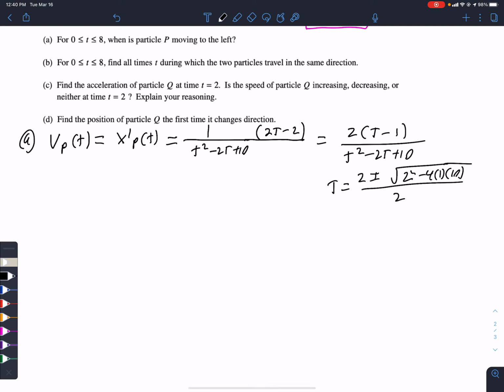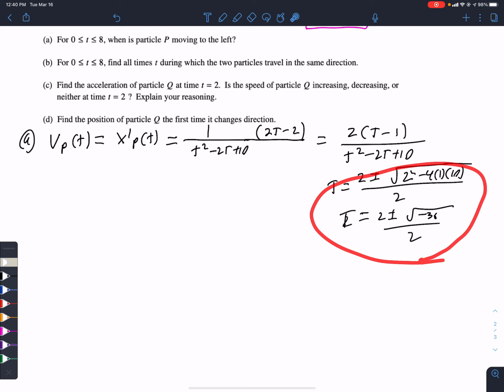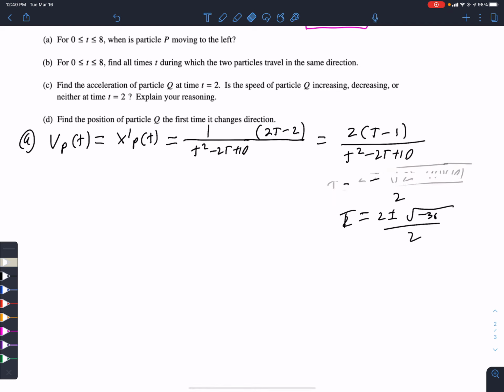So you get 2 plus or minus square root, and that's 4 minus 40, negative 36 over 2. This is imaginary. This has no real roots. That means it never crosses the x-axis. Never, ever, ever crosses the x-axis because there are no real roots. So therefore, it's either always positive or always negative.